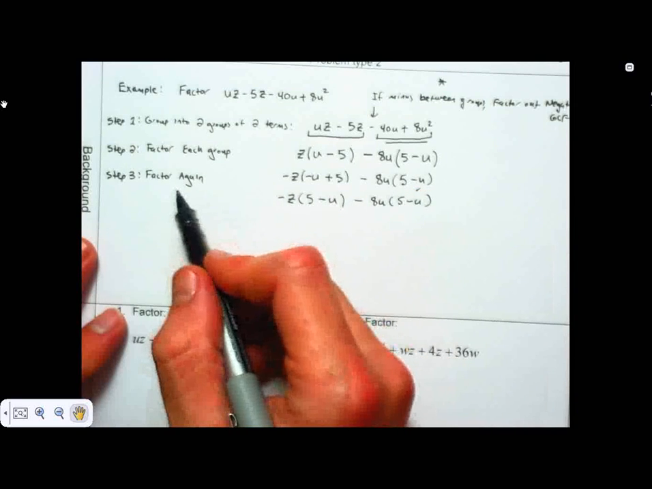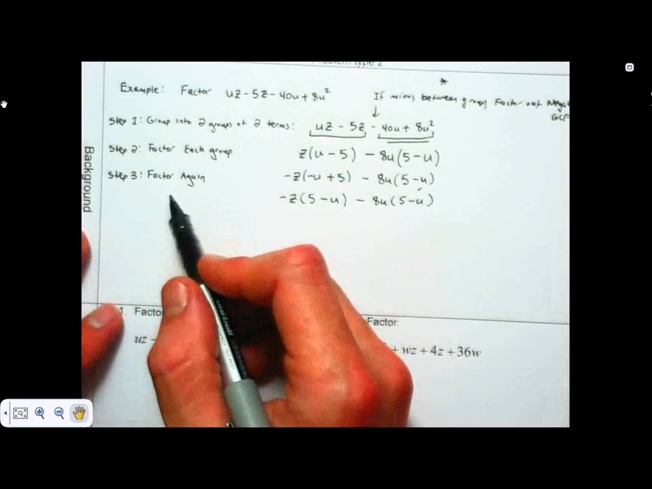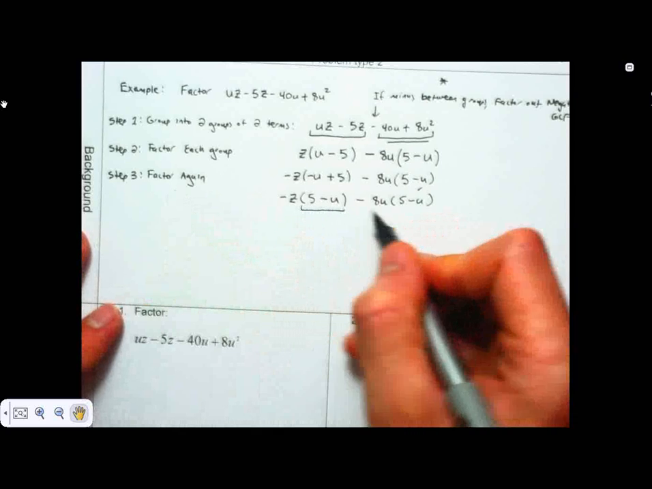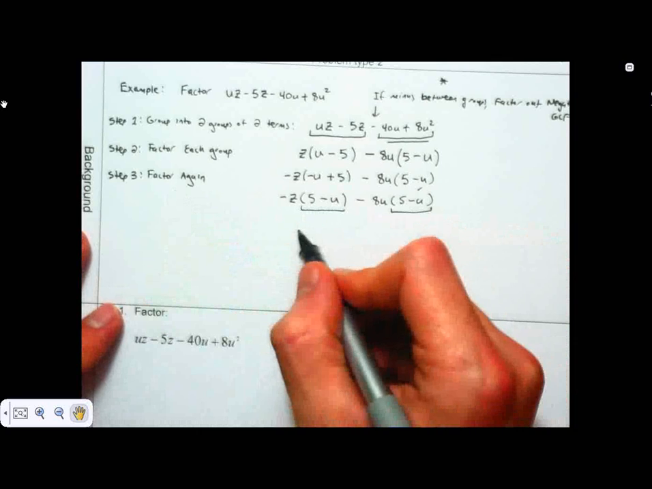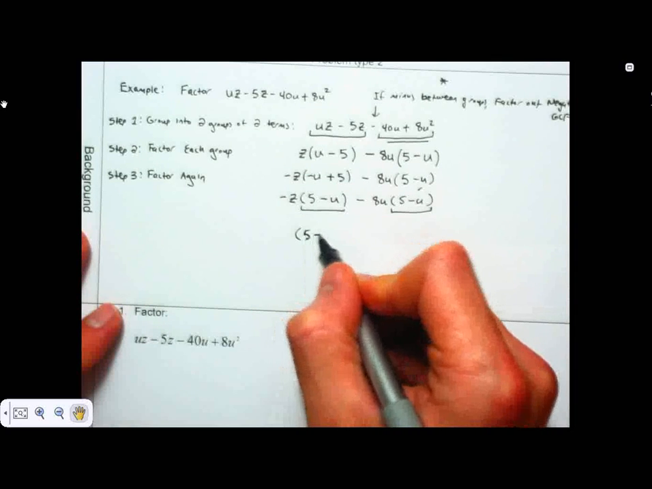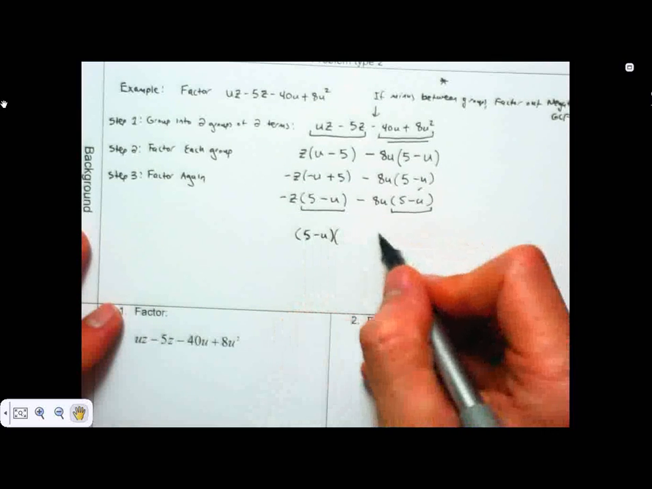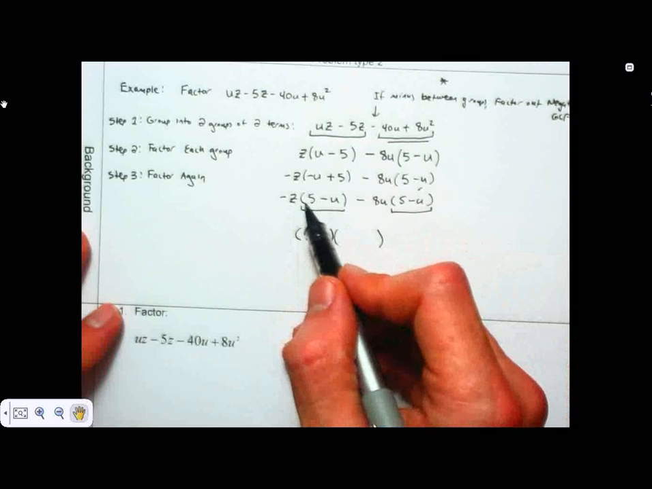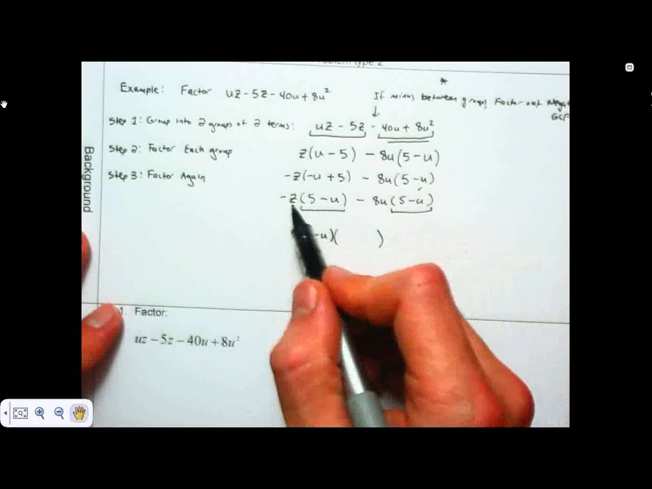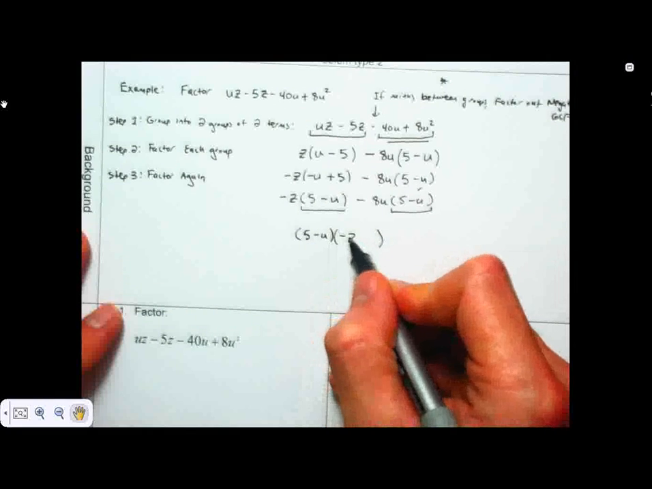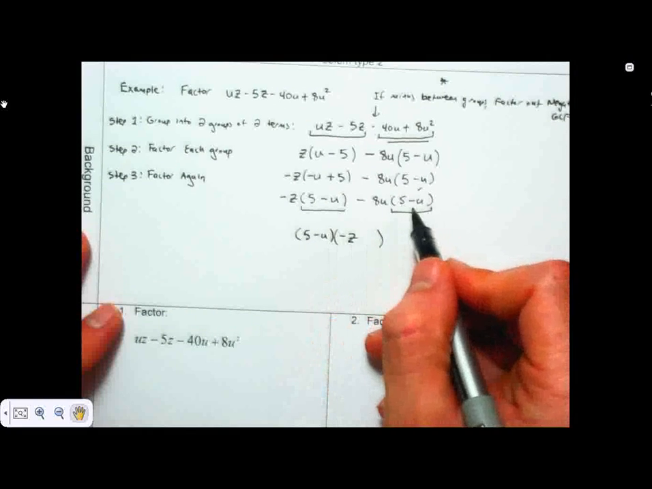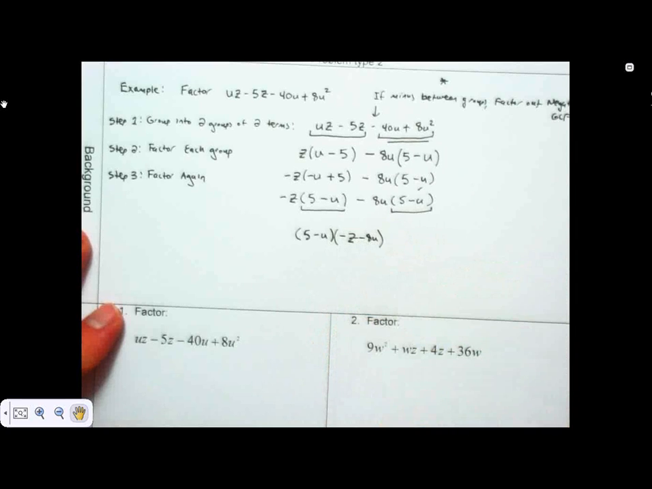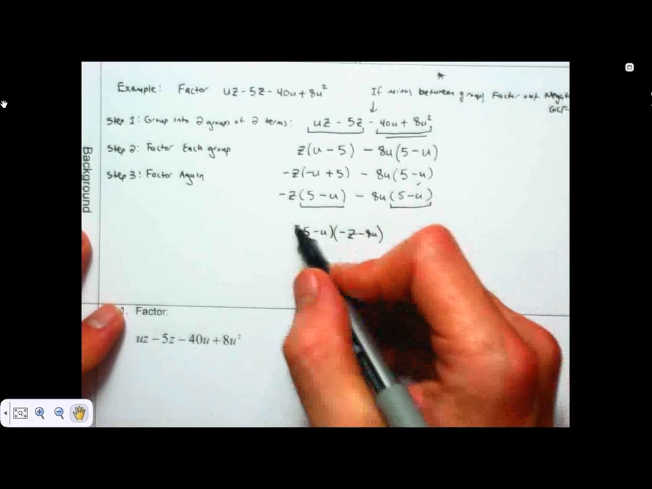And now I can actually begin step 3, which is to factor again. If I begin step 3, again, what I look for is the group they have in common, which is the 5 minus u group. So that's going to be my first factor. My second factor is going to be what's left over. So if I factor the 5 minus u out, that leaves me with negative z. If I factor the 5 minus u out of the second term, that leaves me with minus 8u. And that is my answer.